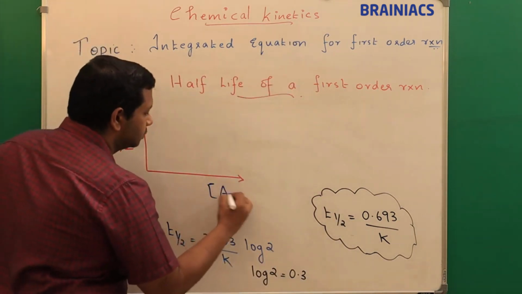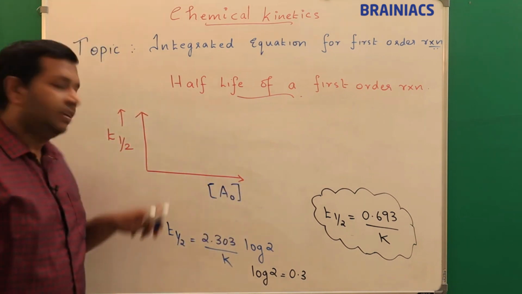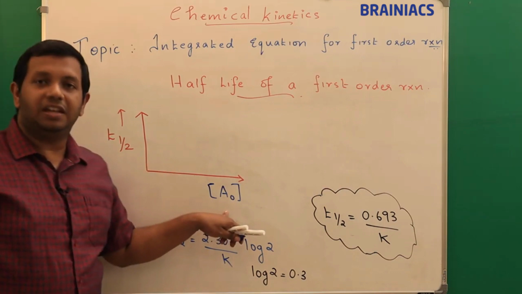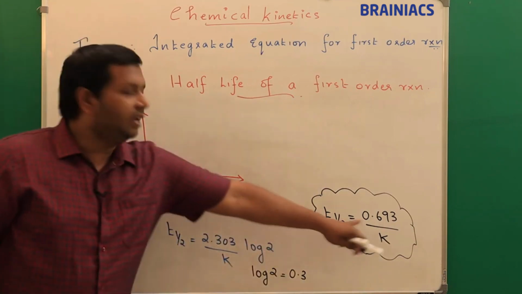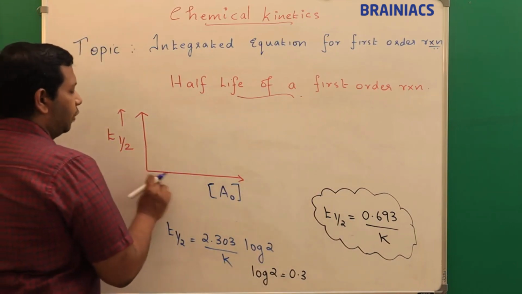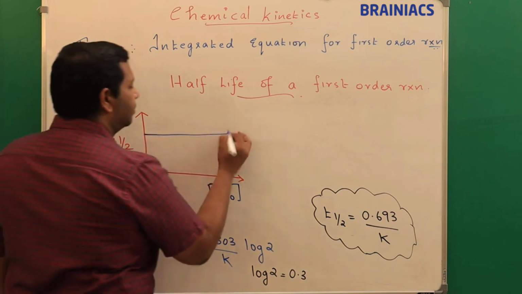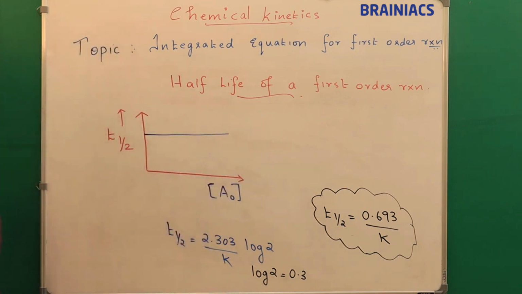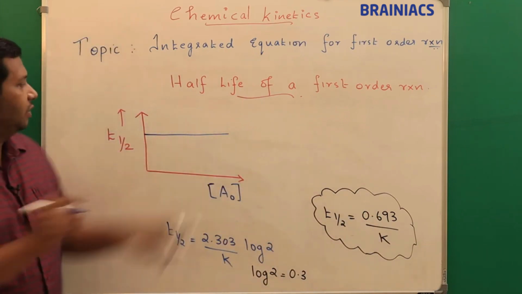And I know that for a first order reaction, T half does not depend upon the initial concentration. If you look at the equation, you can see that T half does not have any dependency on A naught. So what does that mean? Whether you increase or decrease A naught, T half will always remain the same. It is a constant because it is always 0.693 by K. So that value will always be the same.